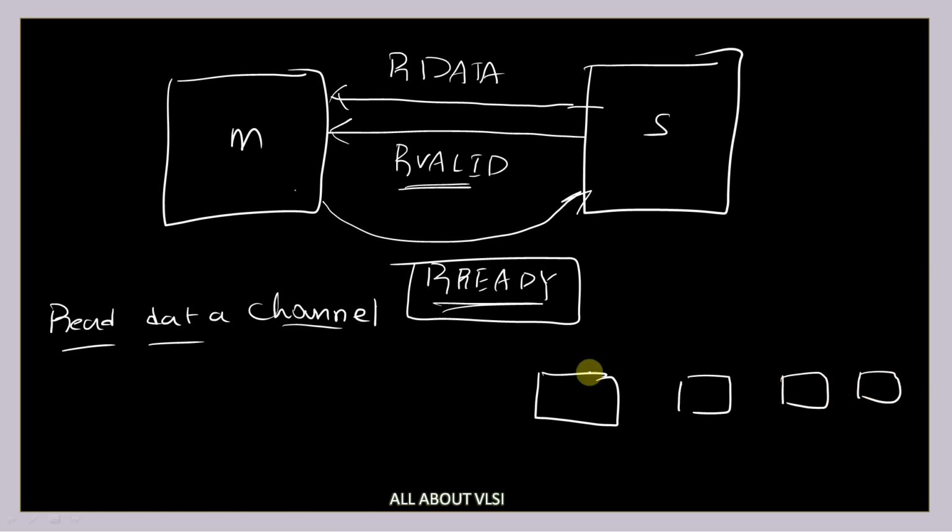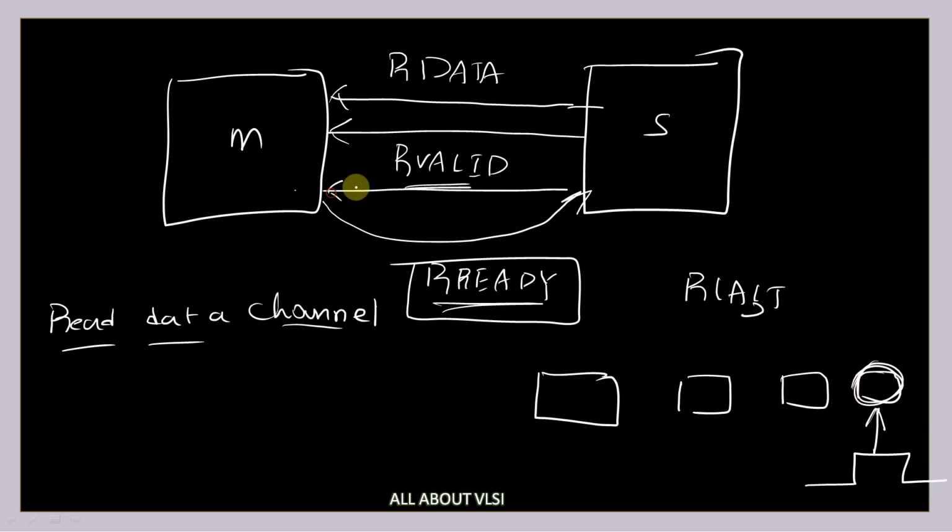Now, for the master to know which is the last data item in the burst, the slave uses one more signal, known as the R last signal. Using this R last signal, it tells the master this is the last data item in that particular burst. Whenever the slave sends the last data item, it makes R last equal to 1, so that the master comes to know that this is the last data item. This is how your master and slave perform.